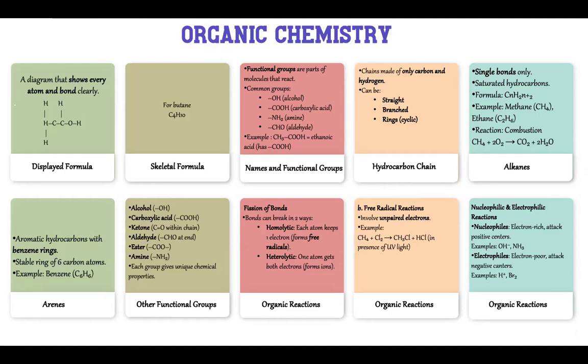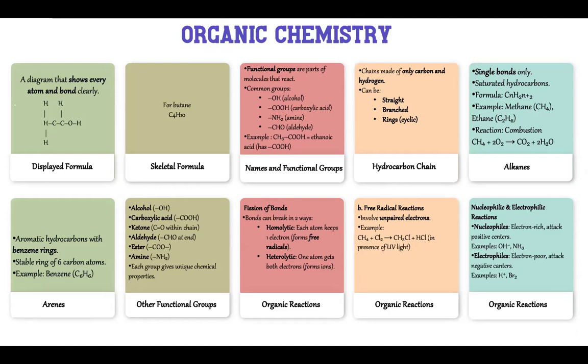And for organic reactions, we have an example here about fission of bonds, where a bond can break in two ways. Homolytic, which represents each atom keeping one electron to form free radicals. And we have heterolytic, whereby one atom gets both electrons to form ions.